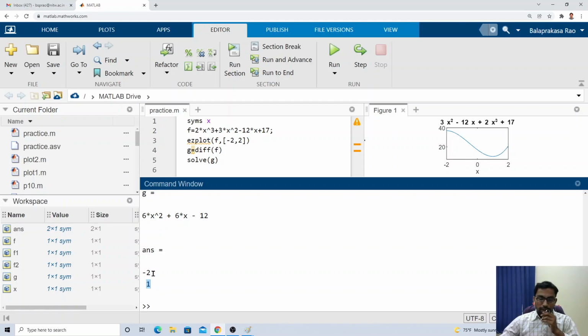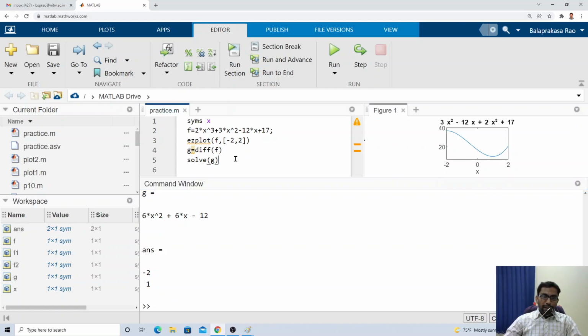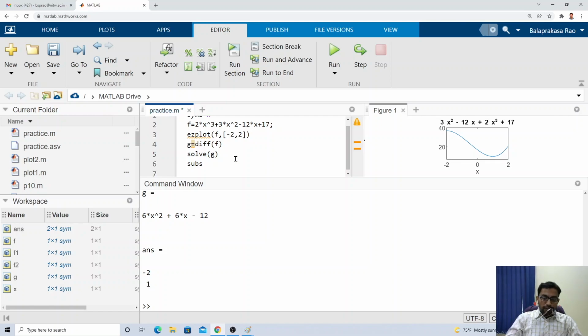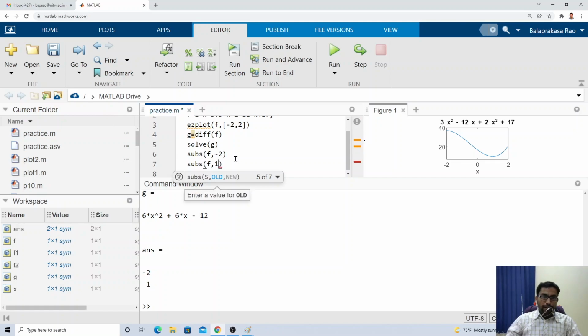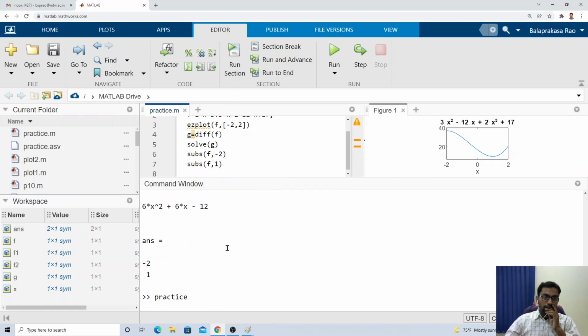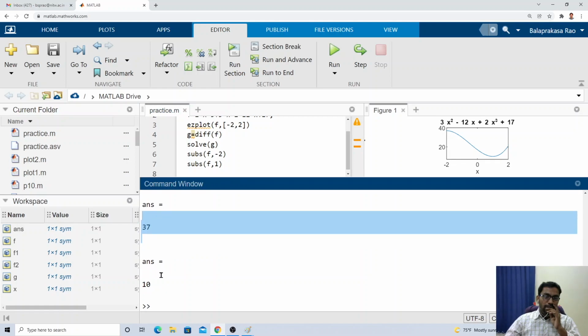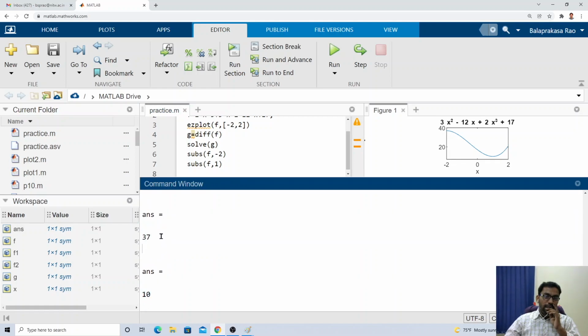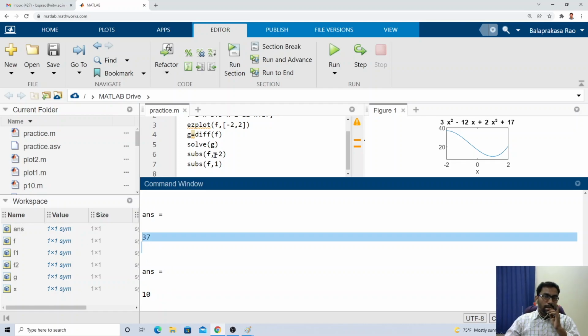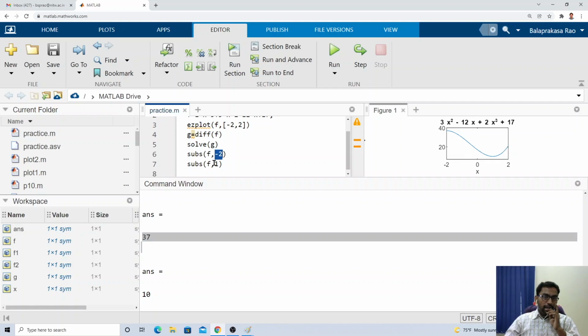How to check which one is minimum and which one is maximum? Now we got two roots. This can be done by a command called substitute. Substitute in f the value minus 2. Similarly, substitute in f the value 1. Now let me substitute and see the values. You see, when you substitute minus 2, the value of the function is 37. When you substitute plus 1, the value is 10. That means minus 2 is the value at which maximum occurs and 1 is the value at which minimum occurs. The function will have minimum value there.